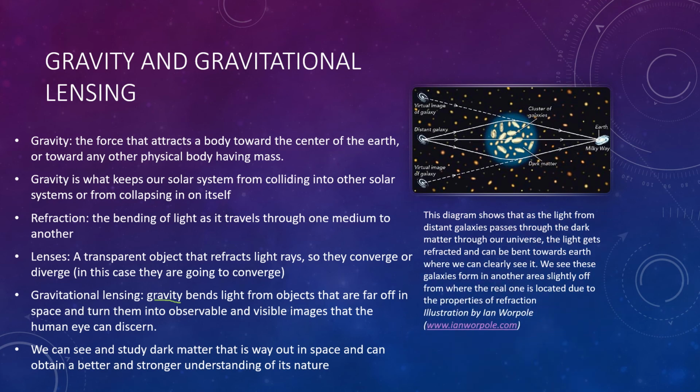And here we see this distant galaxy. It has light rays that are being refracted when it comes into contact with the dark matter. And then all that light converges into one space, into one image that we can see on Earth. But as you know, refraction makes images that appear in different areas, so the images may appear slightly off from where the actual galaxy is.